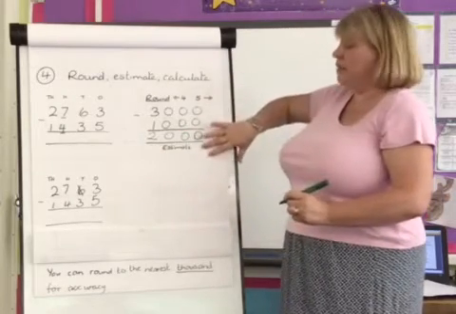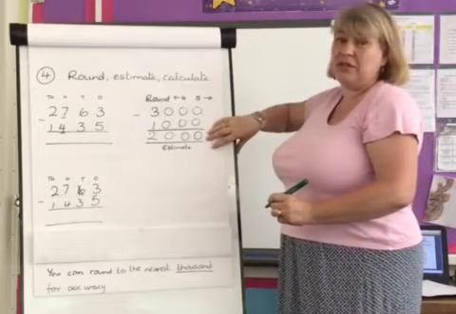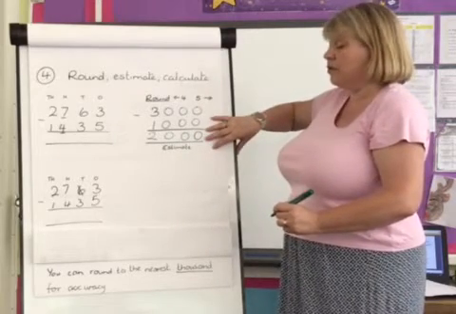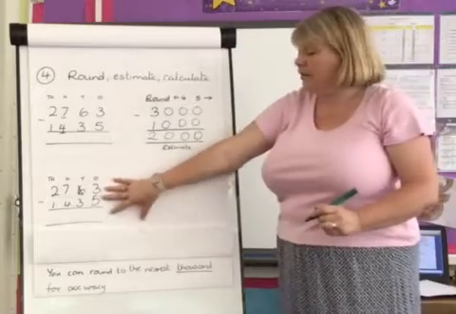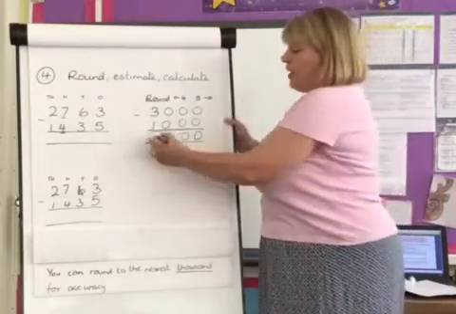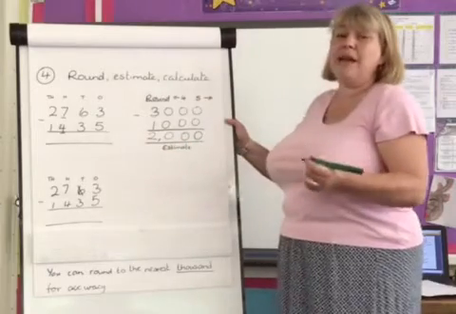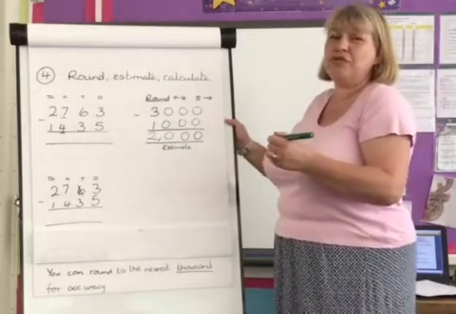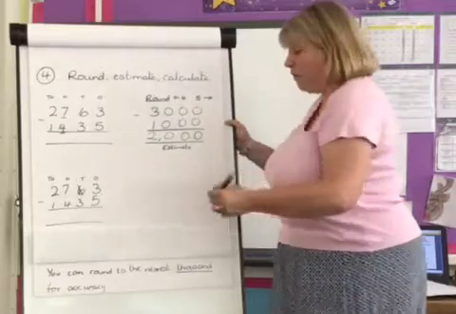And our estimate is the answer. The total is the estimate, so 2,000. So when we do our calculation now, we know it should be around 2,000. So if you end up with 20,000 or 200, you know your answer is wrong.